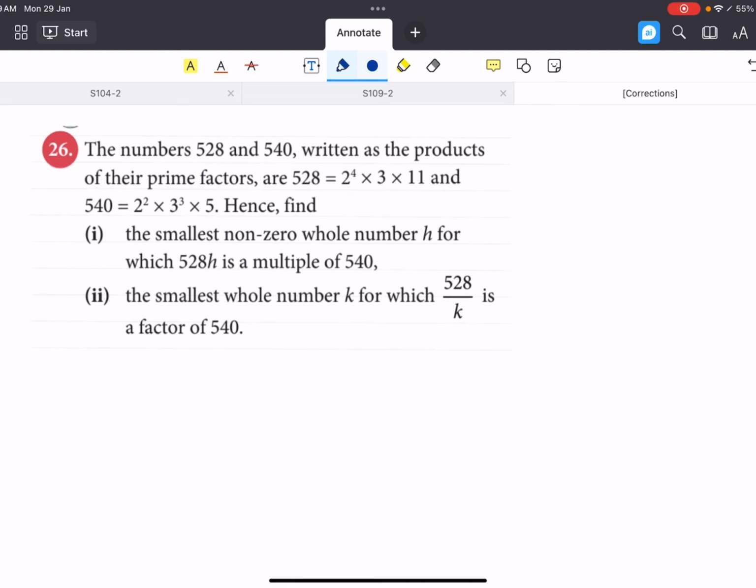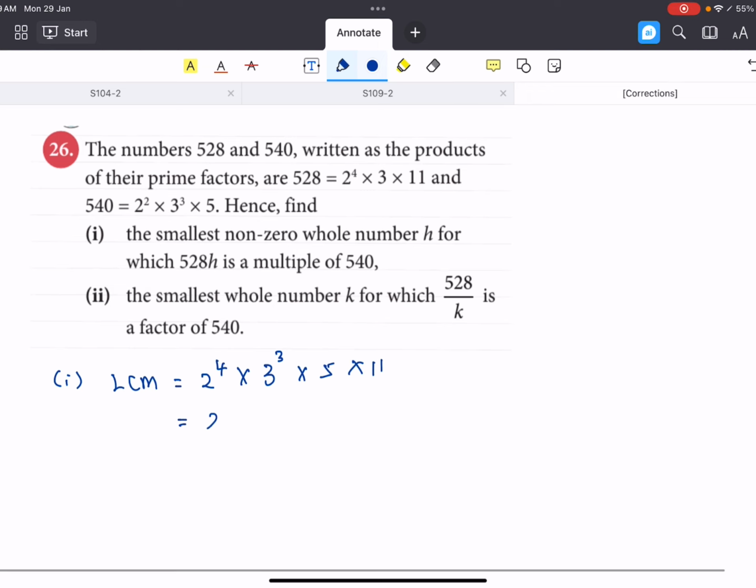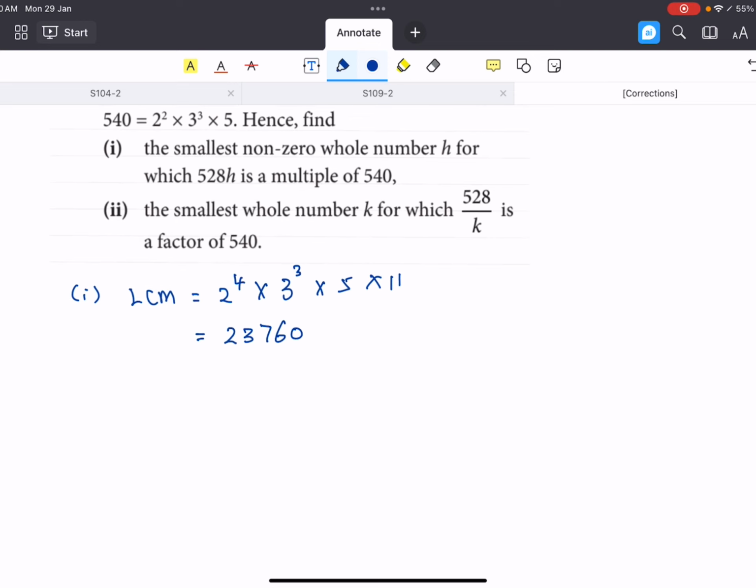Okay, so part 1, the LCM is equal to, let's compare 2 to the power 4 versus 2 to the power 2, so it's 2 to the power 4. Then we have 3 to the power 3 times 5 times 11. So using our calculator, 2 to the power 4 is 16 times 27 times 5 times 11 gives us 23760. You may want to work it out, or if you leave it in its prime factorized form, it works as well.